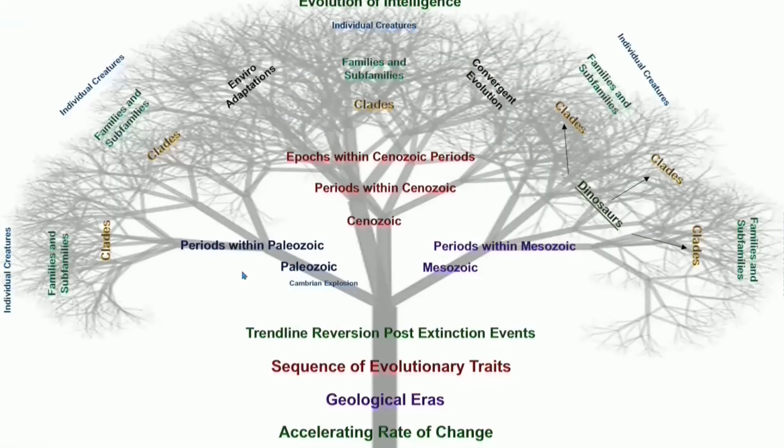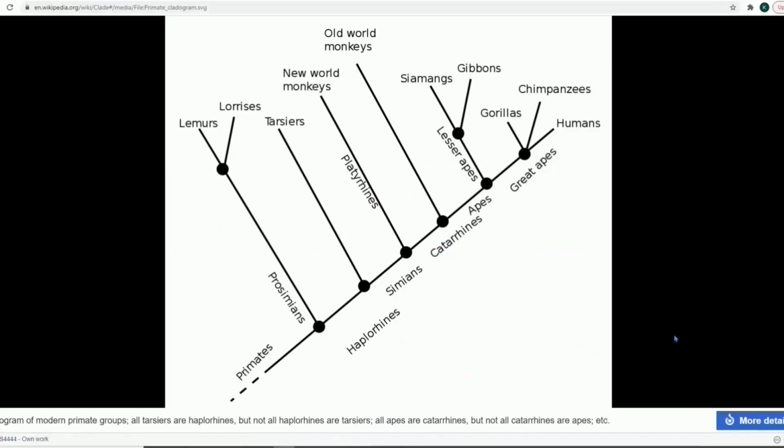So to study the Paleozoic, we will go to periods within the Paleozoic, and then the various clades of creatures. What is a clade? A clade is one of the supergroups of animals. For example, going to primates, even though primates had nothing to do with the Paleozoic, they came much later. Primates are a clade.